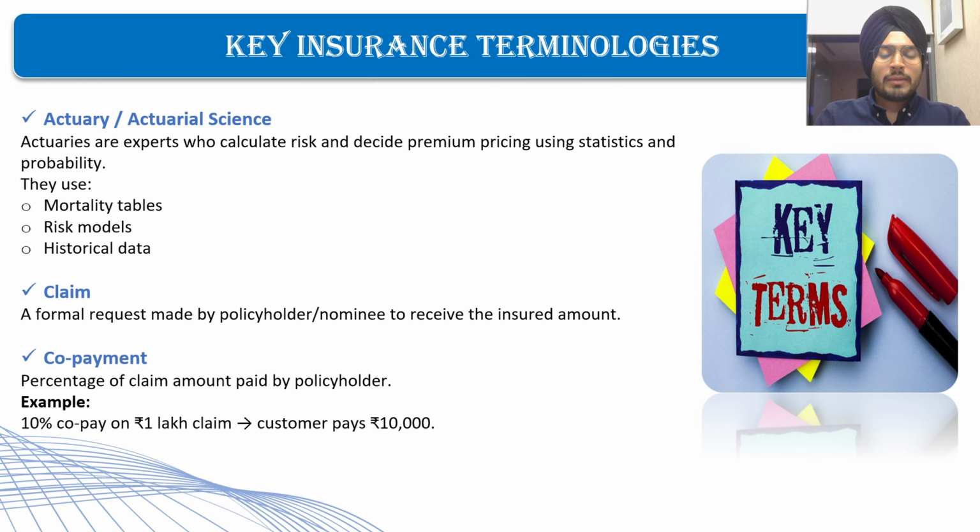Claim, a formal request made by policyholder to receive the insured amount. Co-payment, percentage of claim amount paid by policyholder. So co-payment is usually seen in corporate insurance policies, wherein there will be like 10 to 15% of the co-pay, and the rest amount would be paid by the insurance company. So we can take an example. If we fall ill and probably we are in an ICU, and that whole thing would cost around 1 lakh rupees, and if the policy has 10% copay, so we have to pay 10,000 rupees from our own, and 90,000 would be paid by the insurance company.